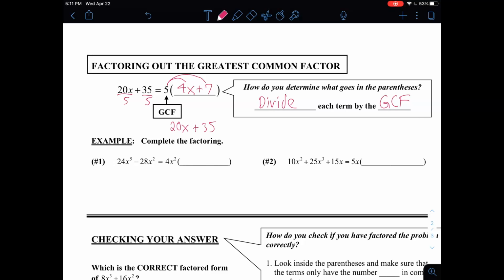So we're dividing each of those by the GCF. It pulls things out and makes it nicer. When we have 4x plus 7, it's going to be easier to work with than something with bigger numbers and stuff, okay? All right, now which one should we try together here?